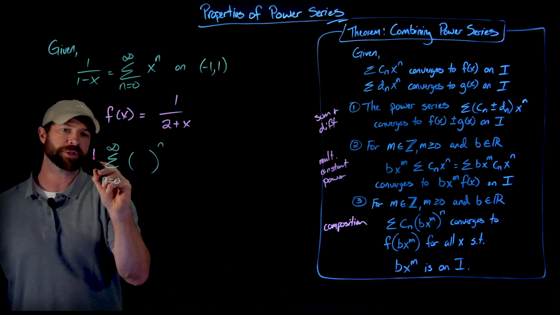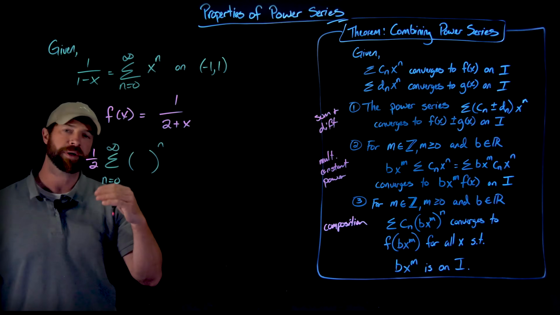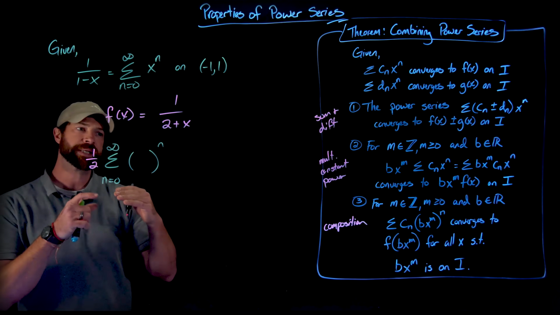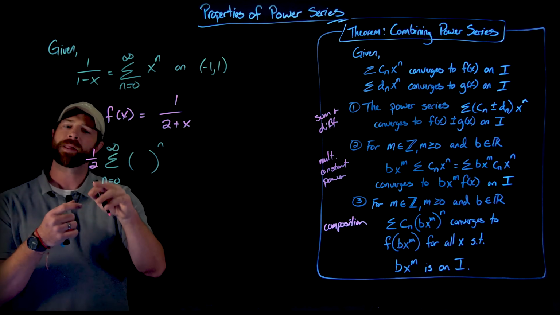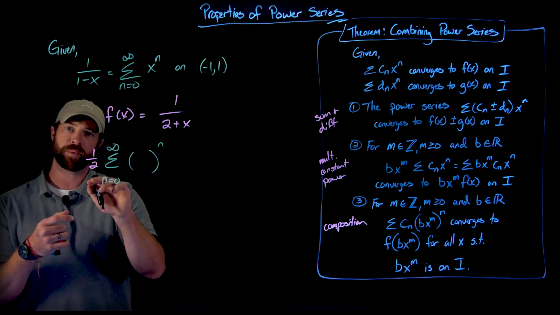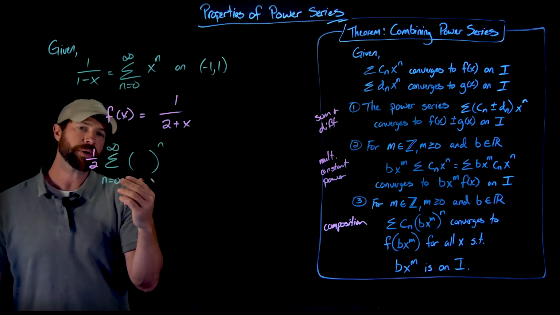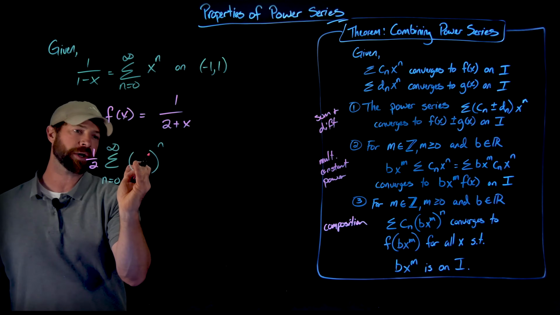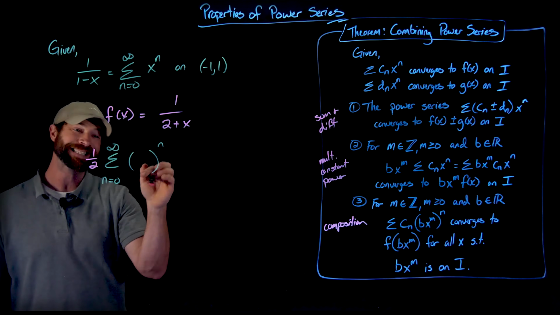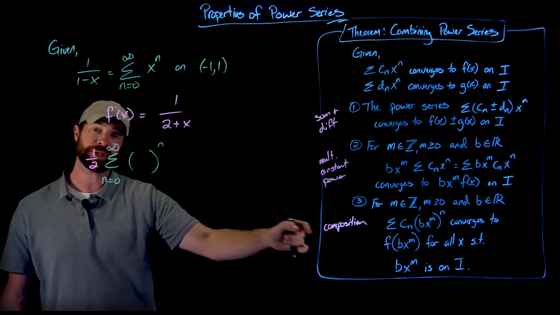You're allowed to multiply by this 1/2 right here. I know the resulting power series is going to represent a function, which is just this version multiplied by 1/2. But then I'm also allowed to multiply by a constant and a power of x inside here. This is the composition rule.